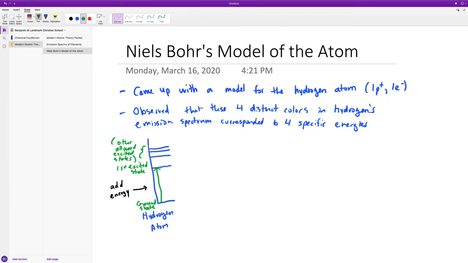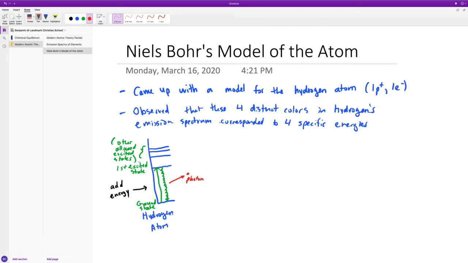And the hydrogen atom's not going to stay there. It's going to relax, and it's going to return to its ground state, which is its lowest energy state. And when it does that, it's going to release a photon of a very particular amount of energy. Okay, so this difference in energy right here is going to actually turn into a photon.